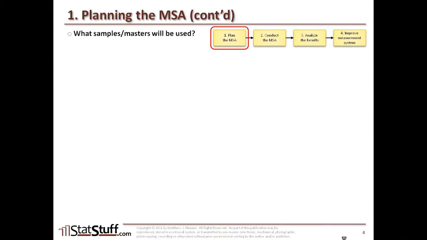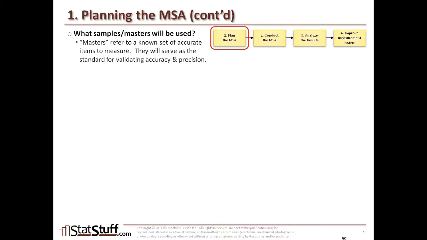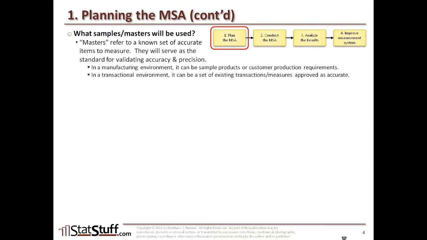Next, we want to ask ourselves what samples or masters will be used. That is, masters referring to the set of accurate items that we're going to be measuring, the actual master that we're going to use for testing accuracy. So that's what we're going to use as our standard when we want to validate accuracy and precision. And in a manufacturing environment, those could be sample products or customer production requirements, or if you're in a transactional environment, that could be something like a set of existing transactions or measures that are approved as accurate.